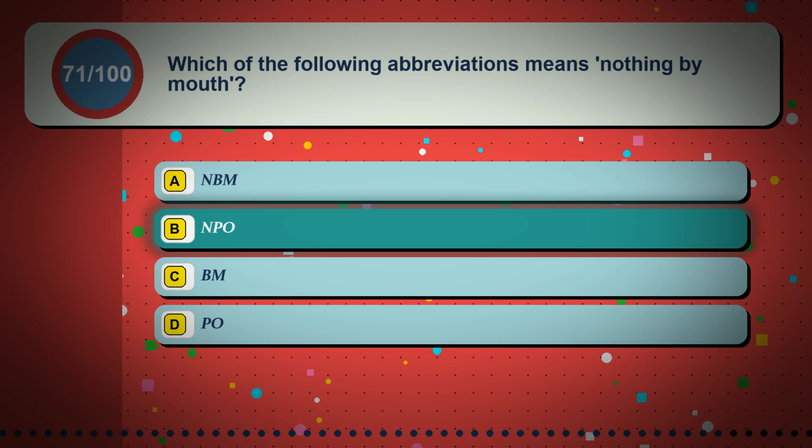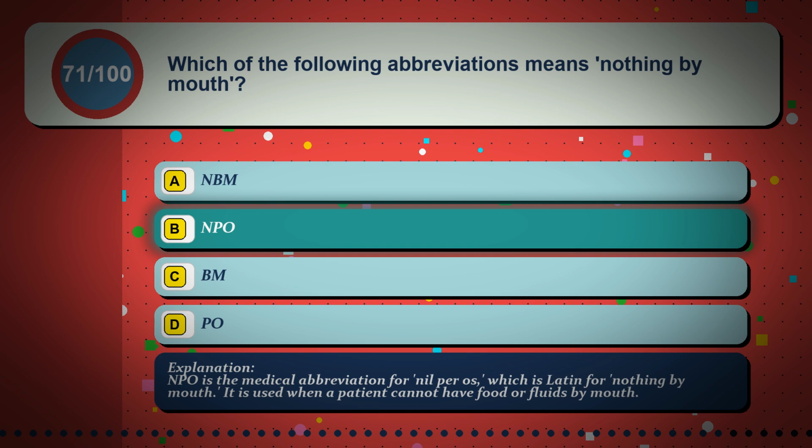The correct answer is option B, NPO. NPO is the medical abbreviation for nil per os, which is Latin for nothing by mouth. It is used when a patient cannot have food or fluids by mouth.